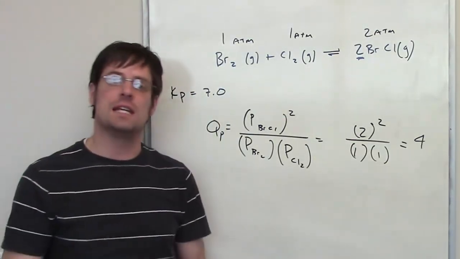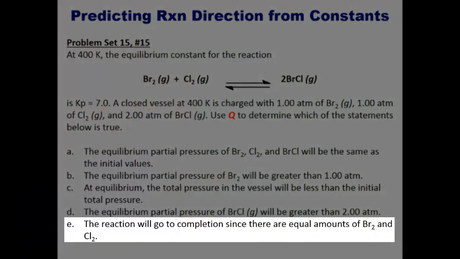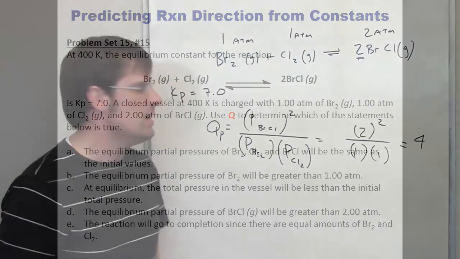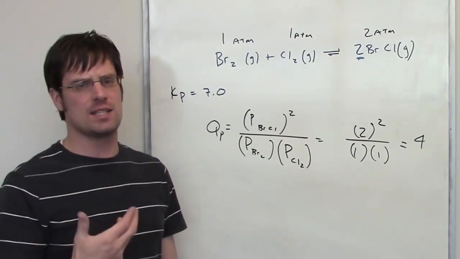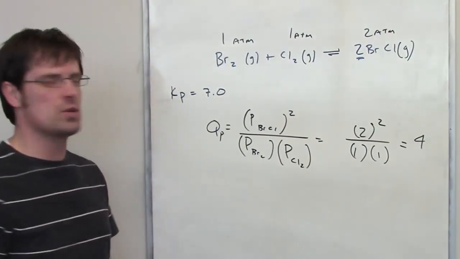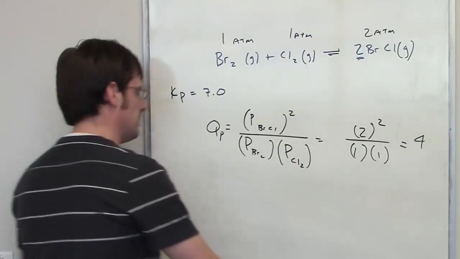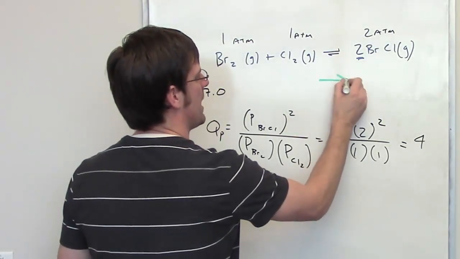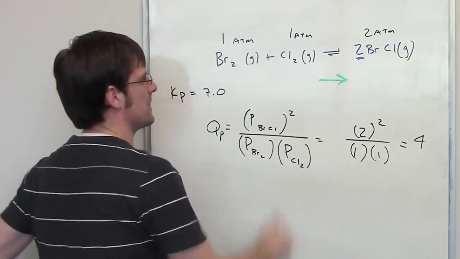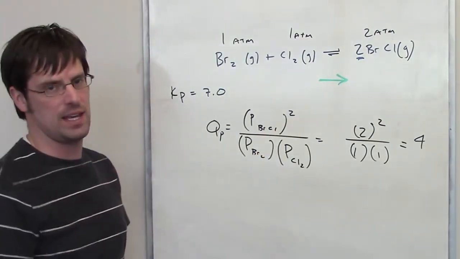Let's move on to option E. Option E says the reaction will go to completion since there are equal amounts of Br2 and Cl2. That option is complete nonsense, because this is an equilibrium reaction. There's no such thing as it going to completion. A completion reaction would be one in which we have a one-way arrow, so we're talking about reactants converting completely to products, which is not the case here.